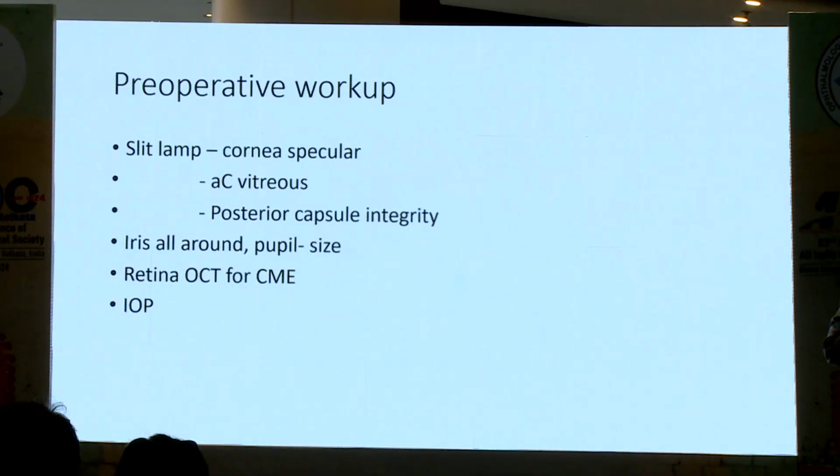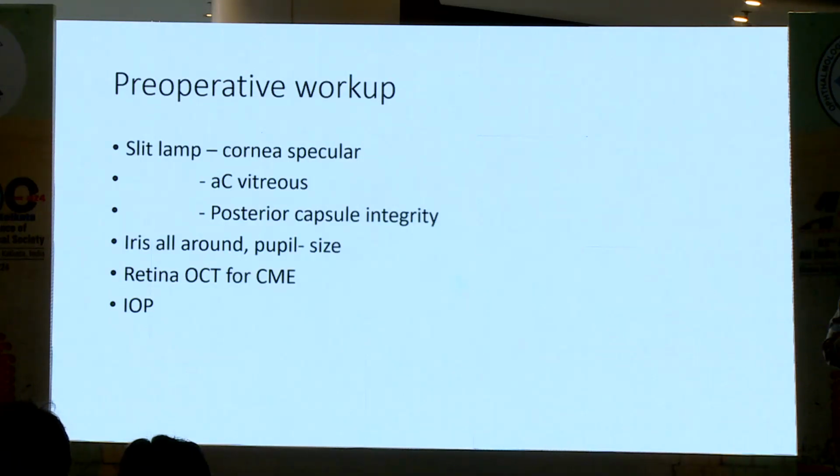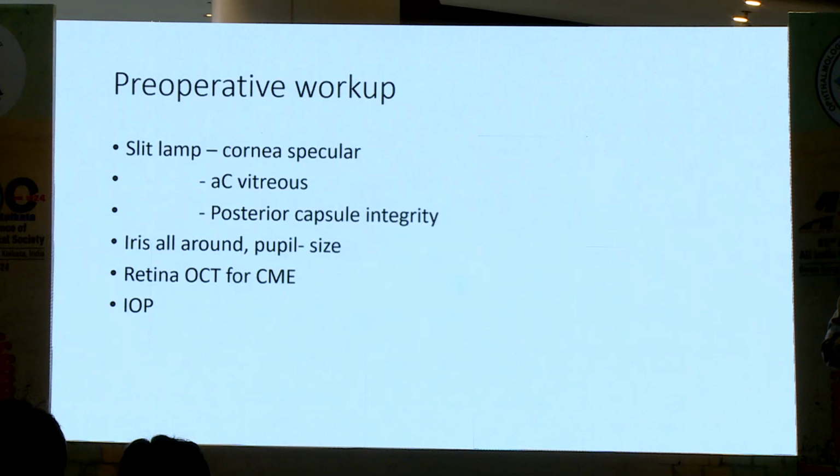So the iris should be intact all around. If there is a deficiency in the iris, then you have to make it round by applying sutures there. Then you can implant an iris claw lens. Otherwise, if the iris is deficient, many a time we don't implant iris claw lenses. And always examine the retina, and do an OCT to see whether there is any CME or not. And IOP must be checked, because if the IOP is high, you will have trouble doing the surgery.